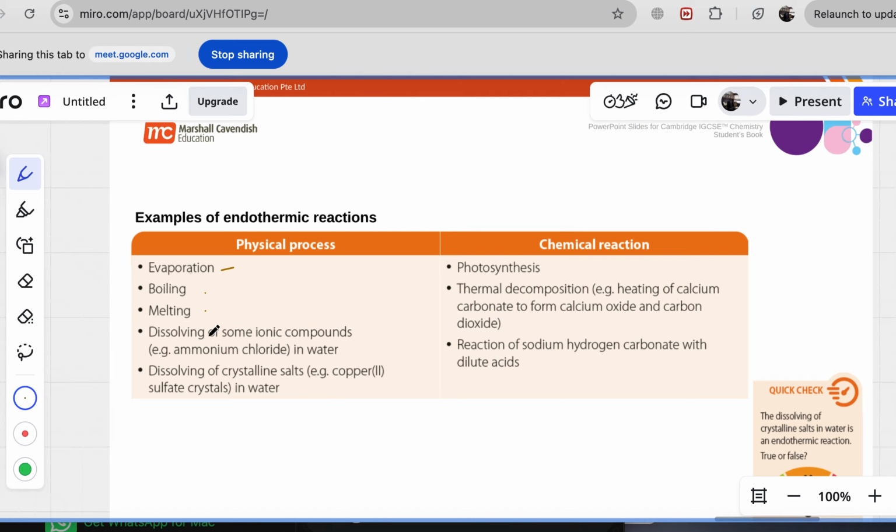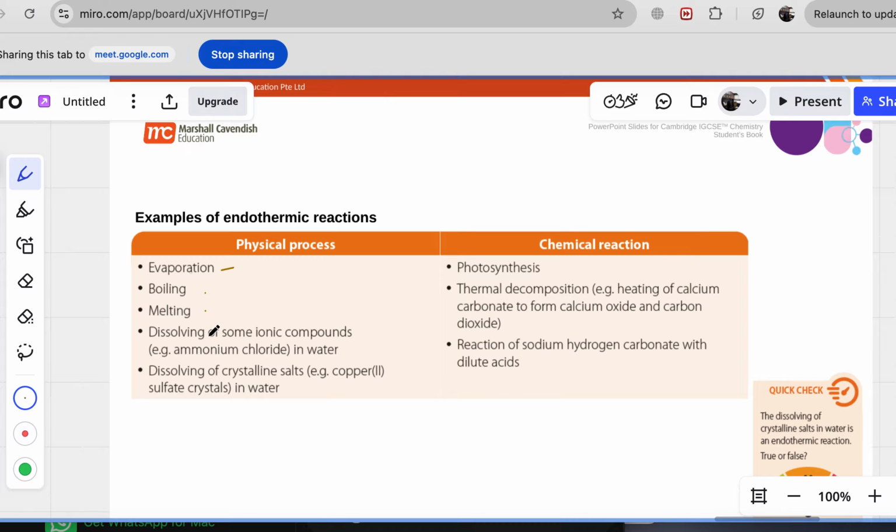Now, the chemical reaction, like one is photosynthesis. Photosynthesis is an endothermic reaction. You have to keep this in the back of your mind. Any thermal decomposition, like breaking calcium carbonate, breaking a big lump of solid into smaller constituents, is an endothermic reaction. Photosynthesis, thermal decomposition, and reaction of sodium hydrogen carbonate with acid. Anything of sodium hydrogen carbonate with acid is an endothermic reaction.